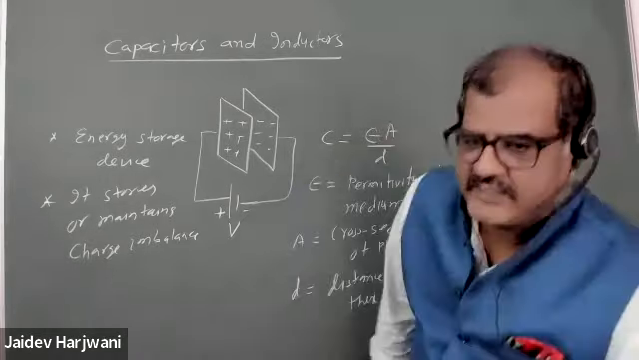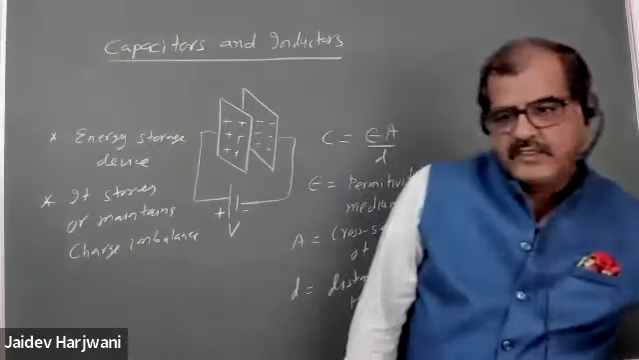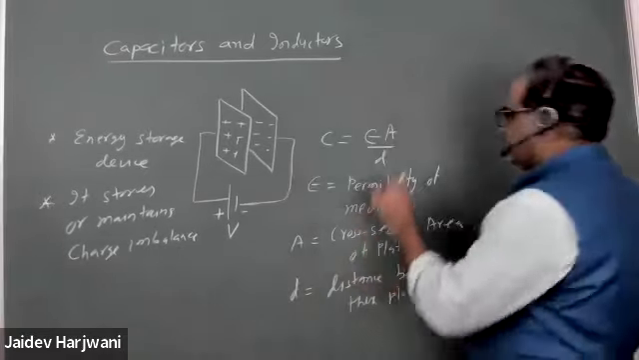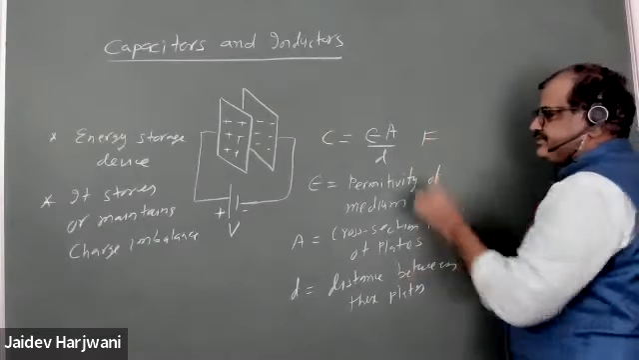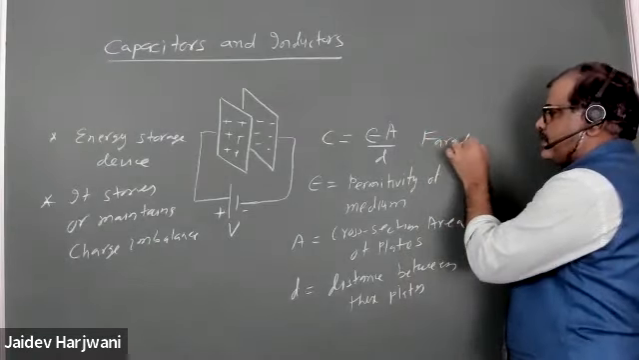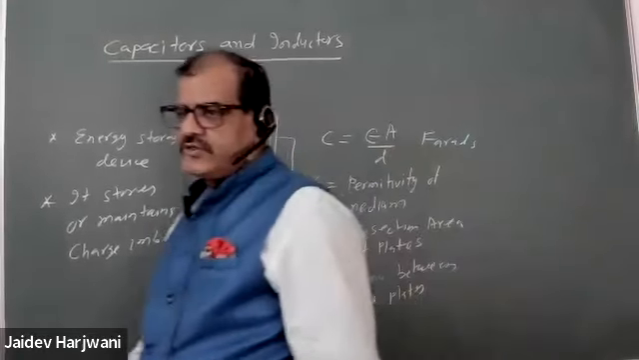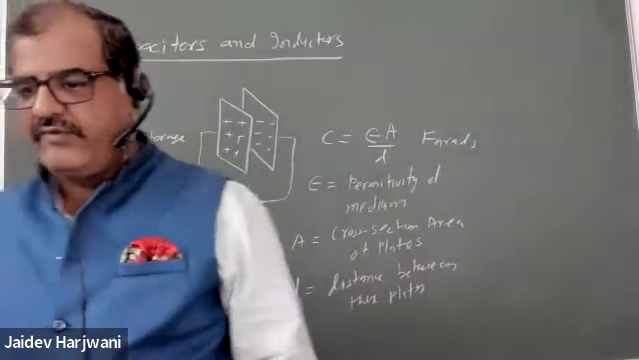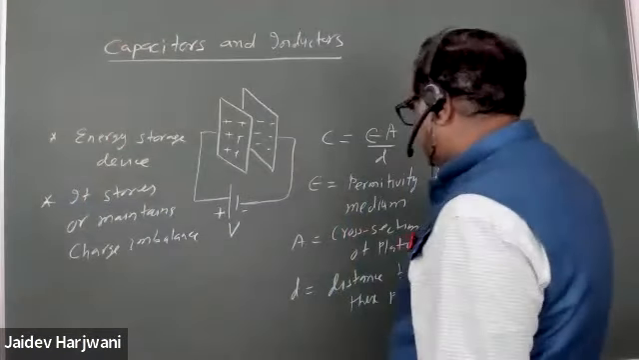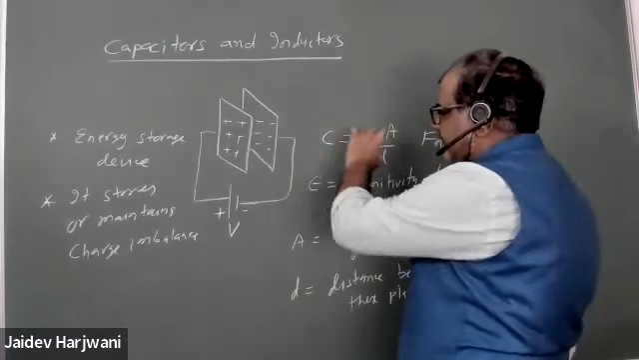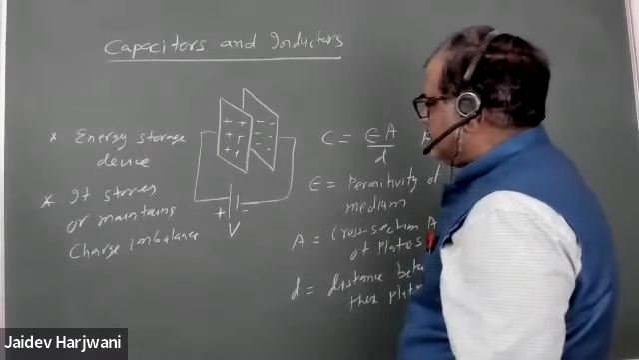So if we increase the cross-section area, we can increase the capacitance value. Capacitance is generally measured in farads. If you increase A, you can store more charge, you can store more energy. Similarly, if you decrease the distance between the plates or increase the permittivity of the medium, you can increase C.